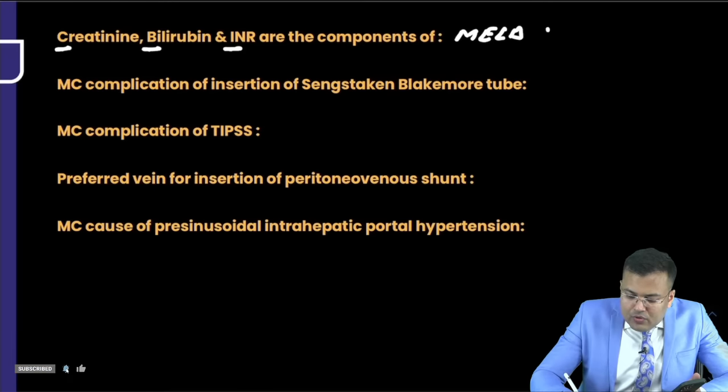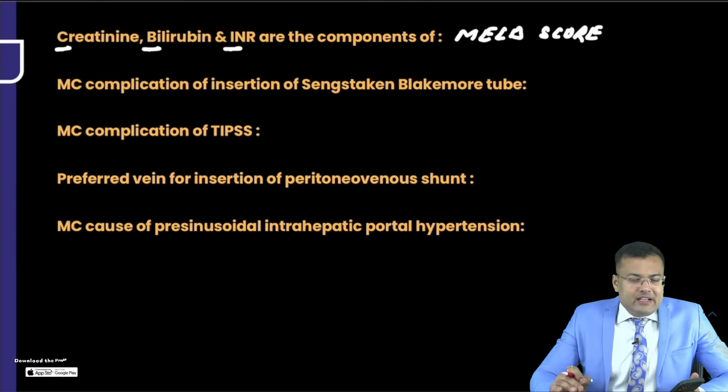And you know the full form of MELD score? Model for end stage liver disease, CBI. Second is the PELD score, pediatric end stage liver disease, and the components are nutrition, age, bilirubin, INR, ascites. Clear? So that is the PELD score. This is the MELD score.